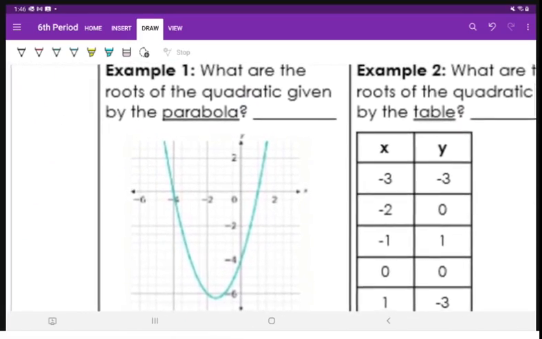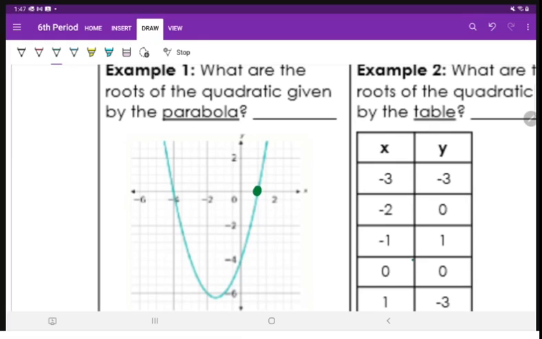Example 1. What are the roots of the quadratic given by the parabola in this picture? It's going to be hard to see on the screen, so you might want to look at your paper instead. So what are the roots of this parabola? Or how can I find them? McKenna, what do you think? It's 2, or I guess 1. It is 1. This is a -4.